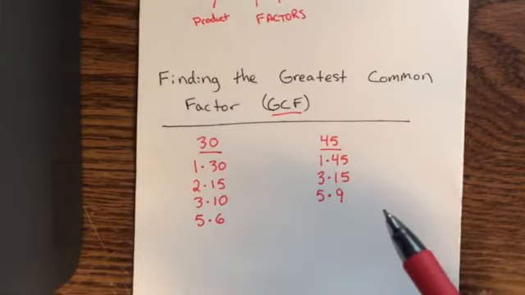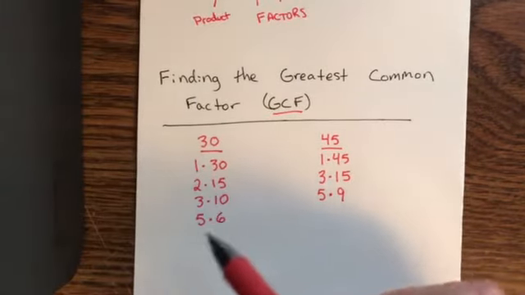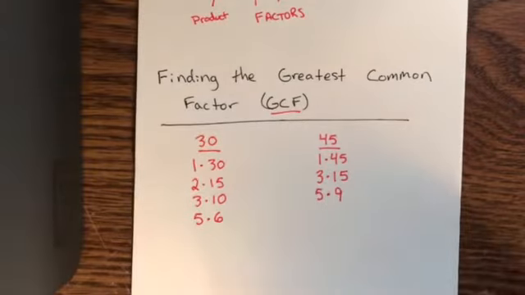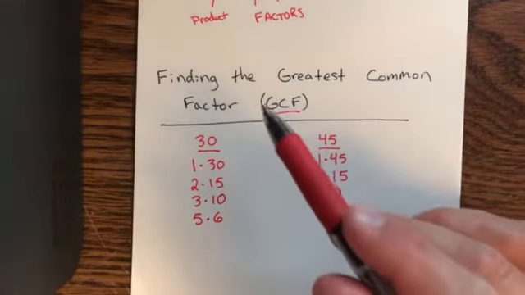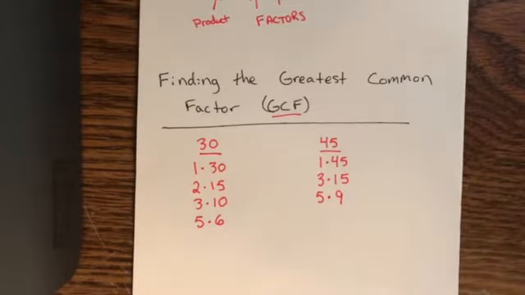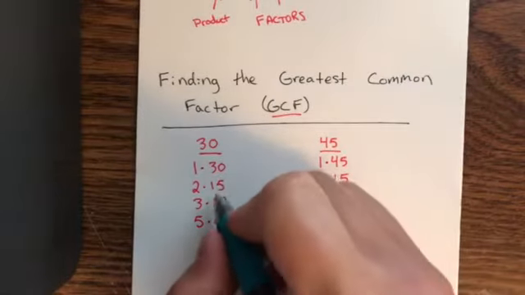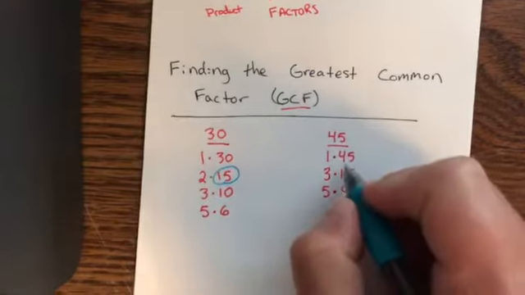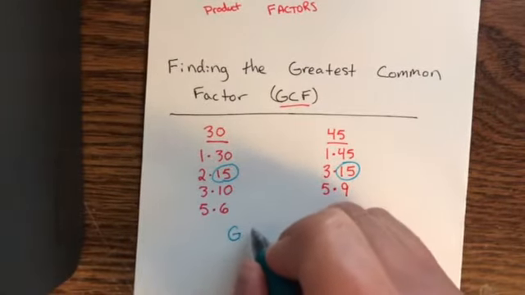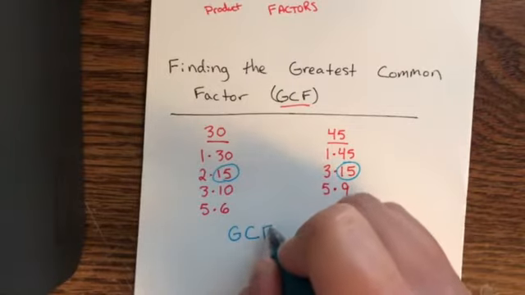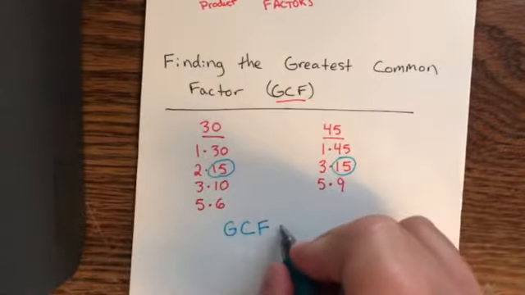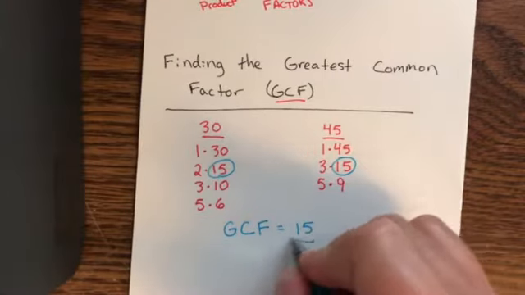So I have here a complete set of factors of 30, a complete set of factors of 45, and the greatest common factor is the biggest number that shows up in both lists. In this case, it is the number 15. I would say the greatest common factor, or the GCF, of 30 and 45 is just the number 15.